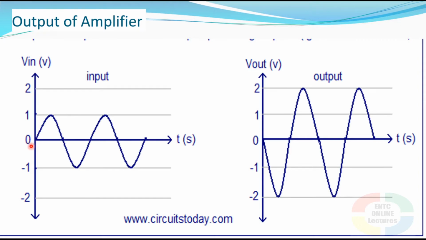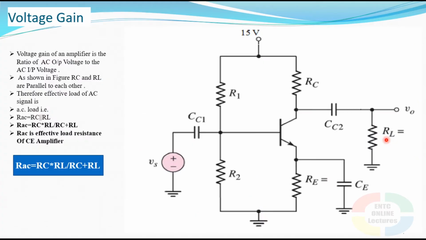In the above figure we got that when input current increases, then output voltage decreases, and when input voltage decreases, then output voltage increases. That means there is a phase shift between input and output. As input starts from 0 to positive 1, then output starts from 0 to negative. That means it shows a 180 degree phase shift between input and output.